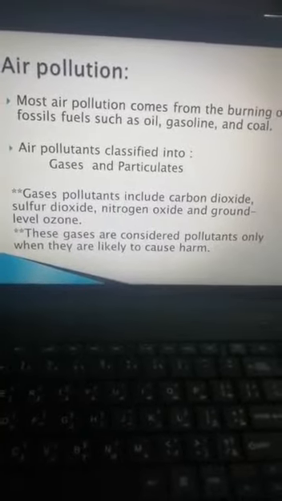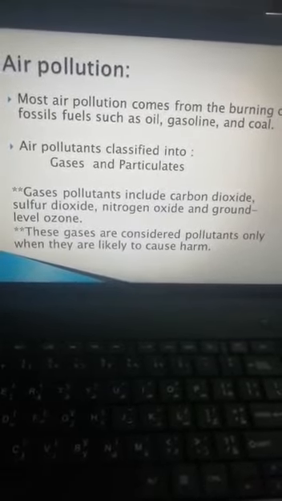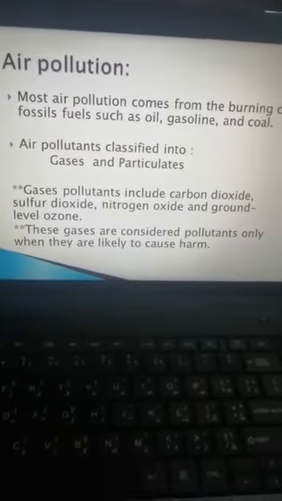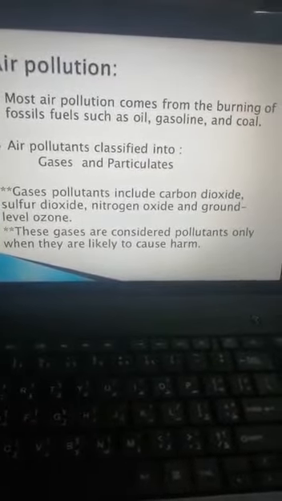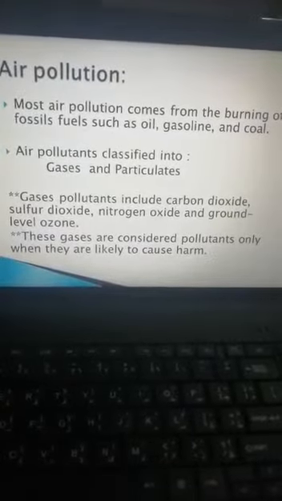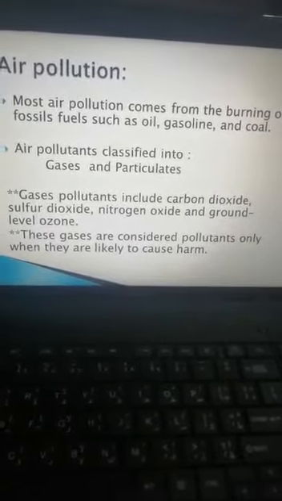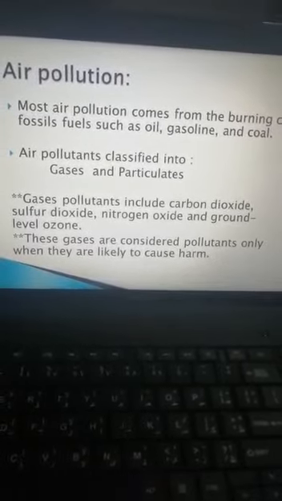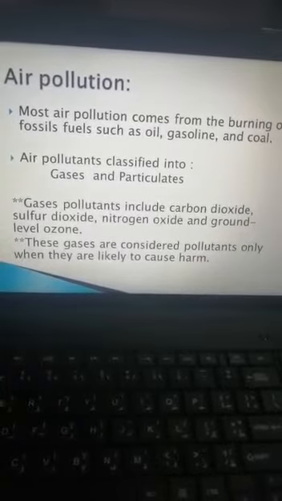Most air pollution comes from what? Comes from burning of fossil fuels. Yes, what's meant by fossil fuels? Like oil, gasoline, and coal. Air pollutants are classified into two types, gases and particulates.